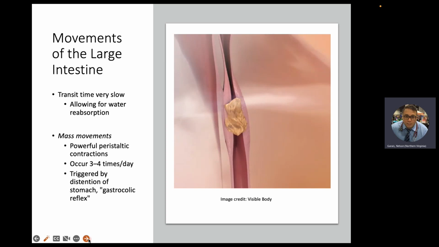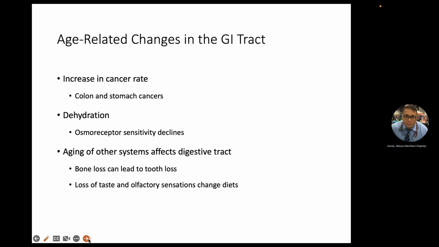Transit time, mass movements, we kind of talked about that, how the movements in your stomach are timed. And you can actually, just like the character Sheldon Cooper from Big Bang Theory, who times his defecation, right? Because it's cyclic, the contractions are organized and rhythmic.